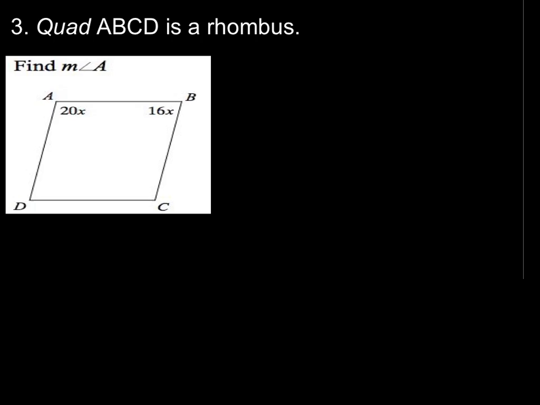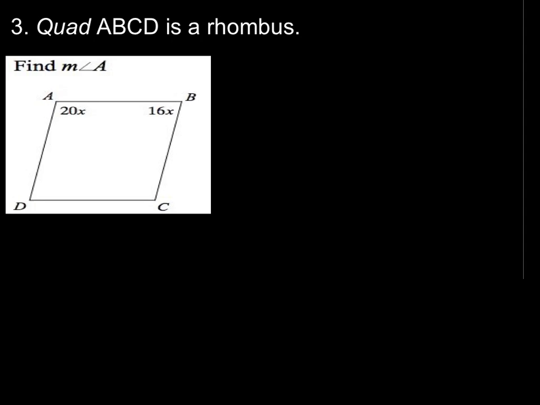Okay, our last example is about a rhombus. And for this example, we have to find the measurement of angle A. And they give us two angles here. Now, notice that they're not opposite angles. They're angles that are next to each other. So both of them are on the top of the rhombus, which helps us determine what property we're going to use.